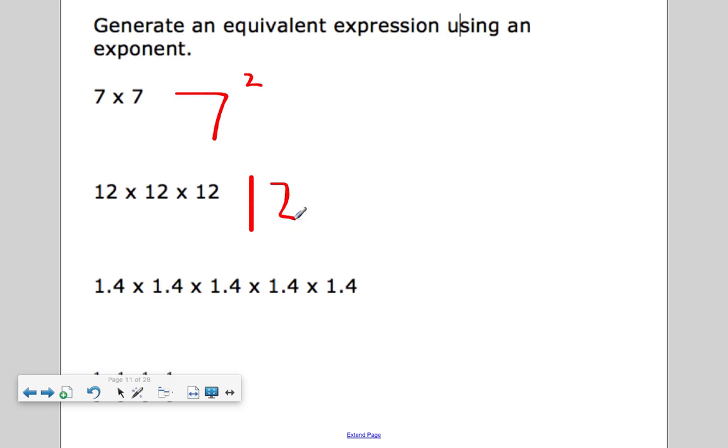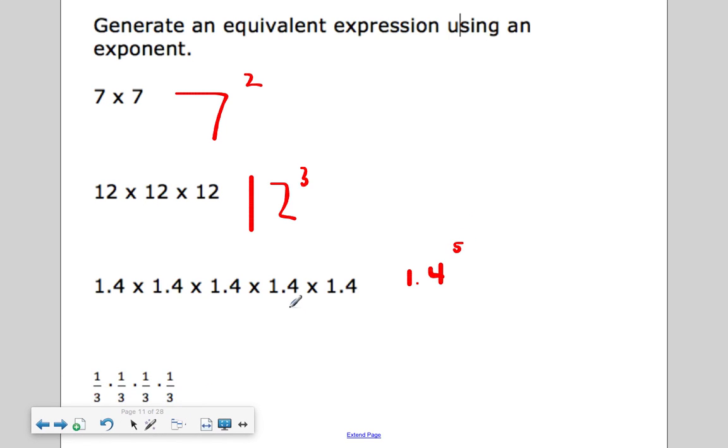12 is the base. The exponent is 3. 12 cubed. 1 4/10 is the base. The exponent is 1, 2, 3, 4, 5. Next one. 1/3 is the base. The exponent is 4, because it's repeating itself, multiplying itself 4 times.